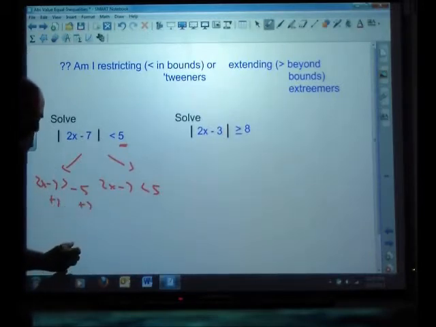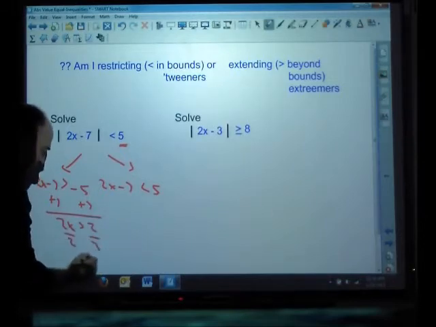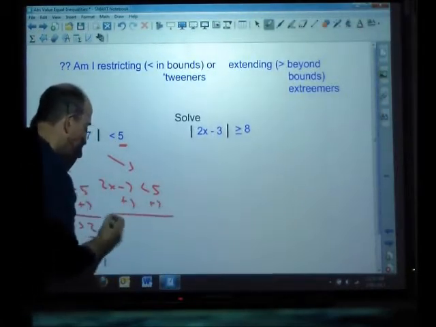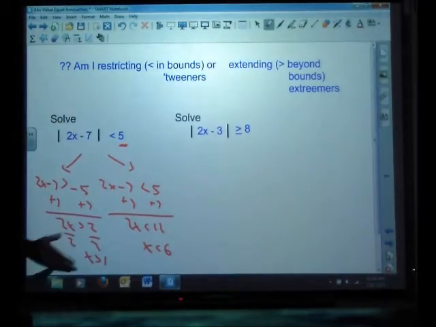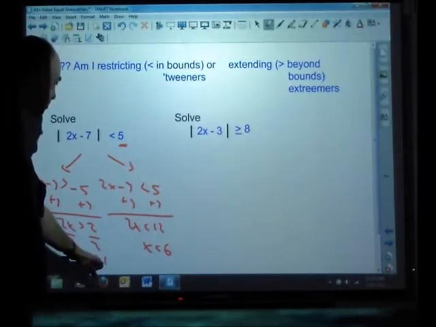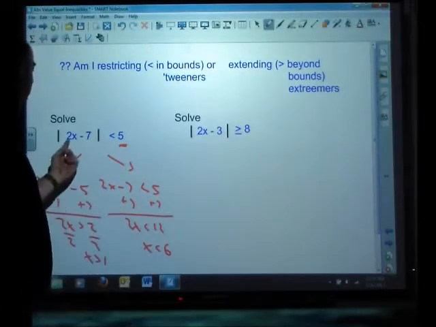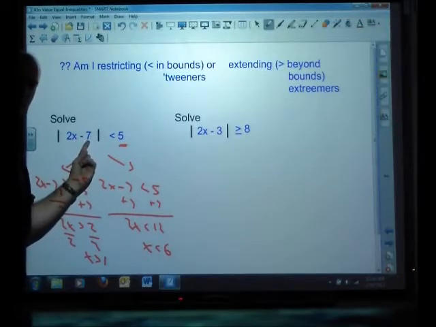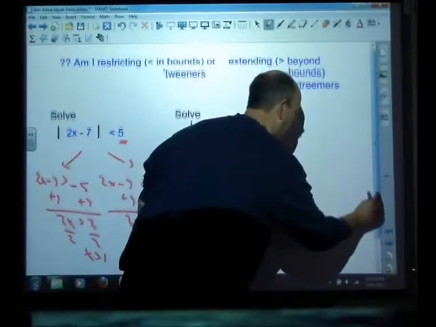I think the solving part's the easy part. 2x is greater than 2. Looks like x is greater than 1 on this side. And over here, looks like 2x is less than 12. I think x is going to be less than 6. Now again, your job at the end is you can just check an answer. So I'm saying the answers must sit between 1 and 6. So you pick a number like 3 and you see does it work or not. So I put 3 in here. I'd have 2 times 3 is 6. 6 take away 7 is -1. Absolute value of -1 is 1, and that is in fact less than 5. Okay, so it looks like we got it.